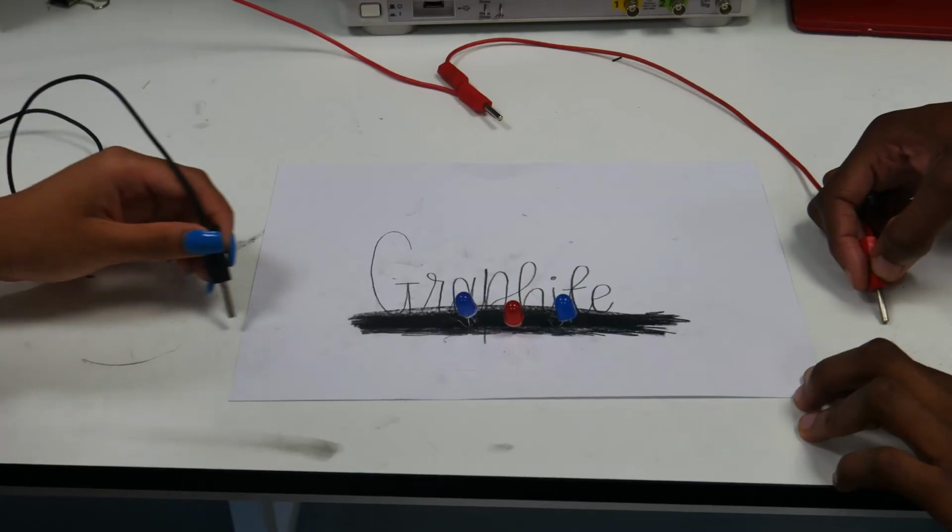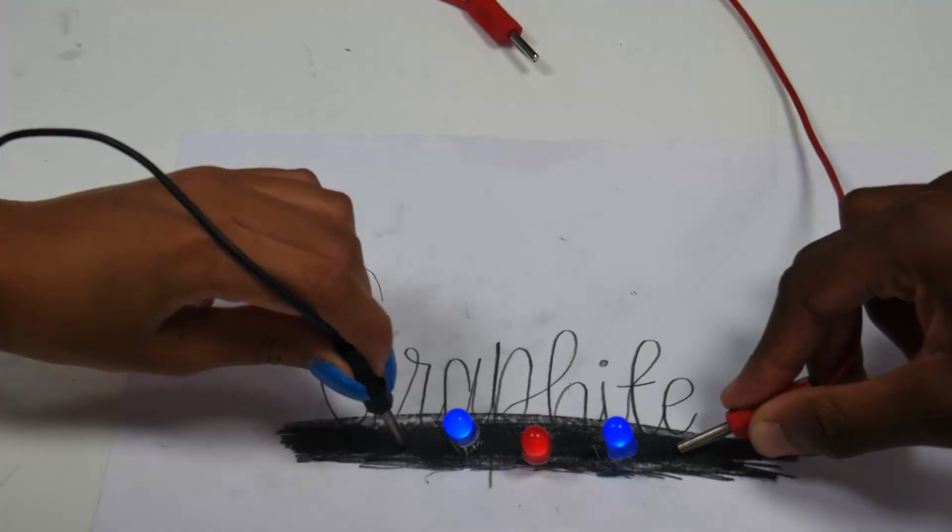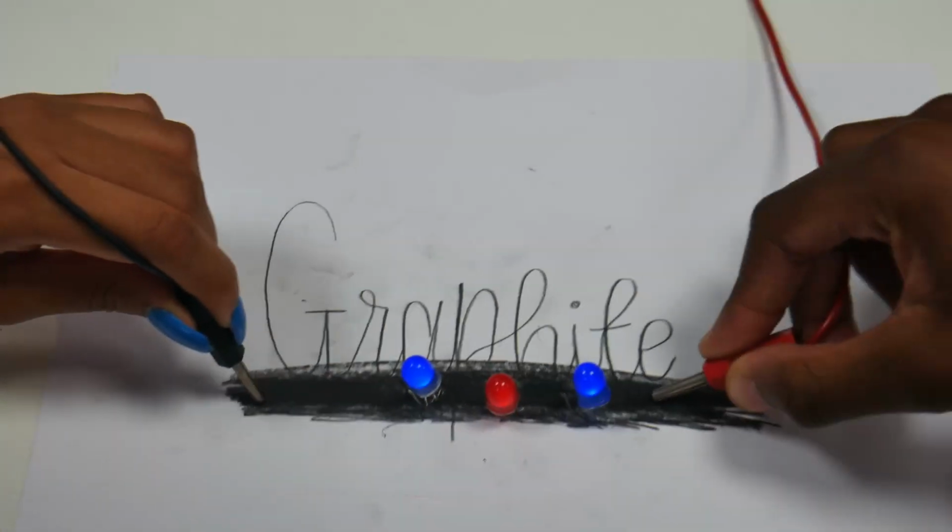Hi, in this video we will be discussing properties and uses of the allotrope of carbon, graphite. We'll be using a Raspberry Pi to investigate the conductivity and resistivity of different grades of graphite. Graphite is a semi-metal, which makes it a conductor of electricity. We are going to investigate the conductivity of different pencil leads from HB to 9B.